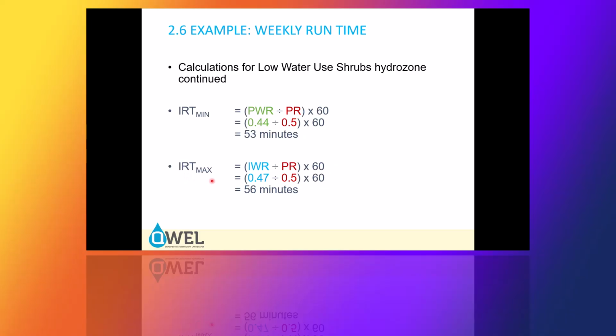Our irrigation runtime maximum is going to be our irrigation water requirement, which again was adjusted by the system inefficiencies. So for the irrigation runtime maximum, we're going to divide that by the precipitation rate obtained in an audit and multiply it by 60 to get the minutes. So for our irrigation water requirement, that's 0.47 divided by 0.5 times 60, and we get 56 minutes. Now again, because we're dealing with this low water use hydrozone, the difference between the irrigation runtime minimum and the irrigation runtime maximum is not going to be that different. It's basically 3 minutes. Again, you would see higher values in higher water use hydrozones.